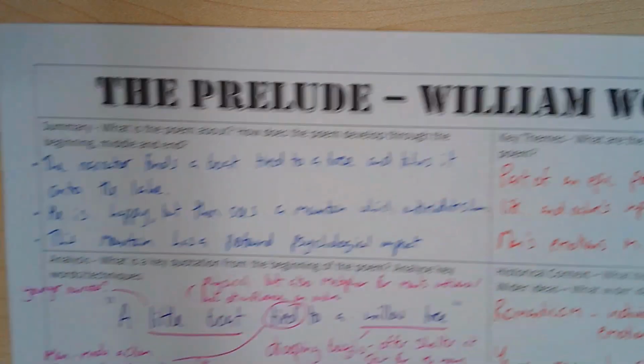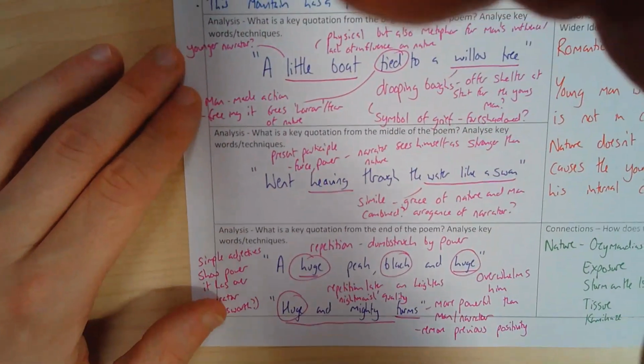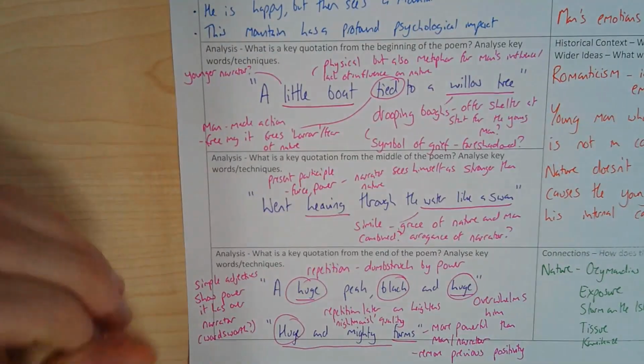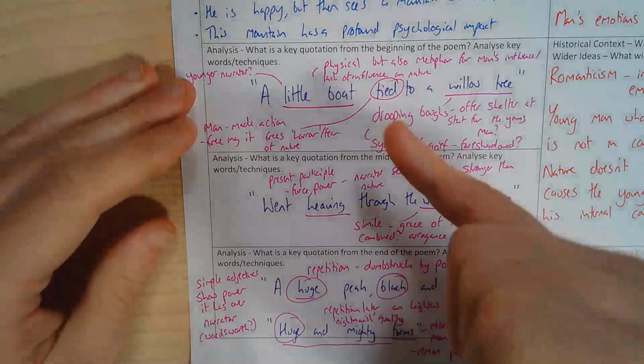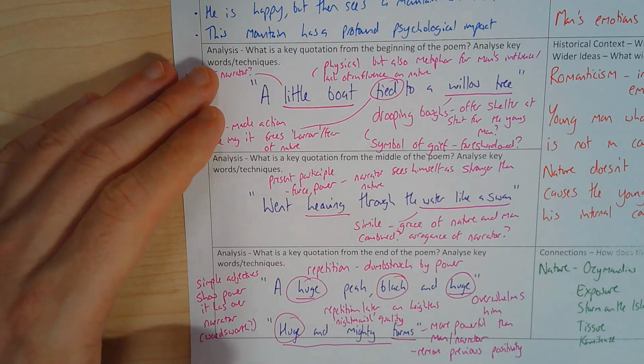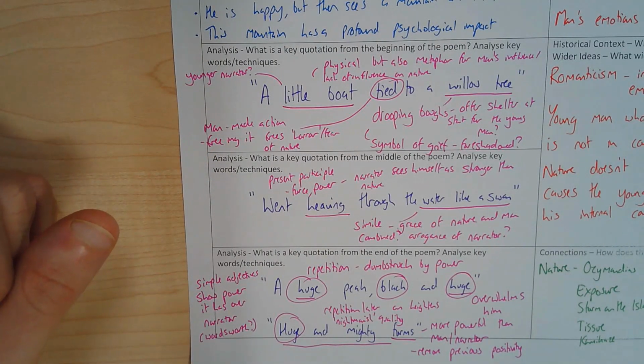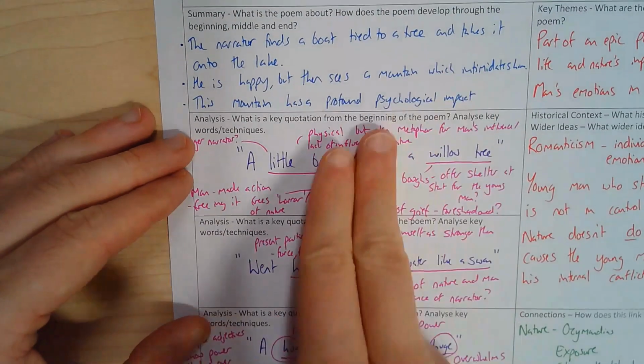We'll have a look at some analysis then. Obviously, it's such a big poem. There's so much you could talk about. And you'll notice I've got quotations from the beginning and the middle, and I've put one in at the end as well. But I'm aware there's quite a few towards the end you could talk about here as well. So as long as you know what happens and you're charting how themes develop as the poem progresses.